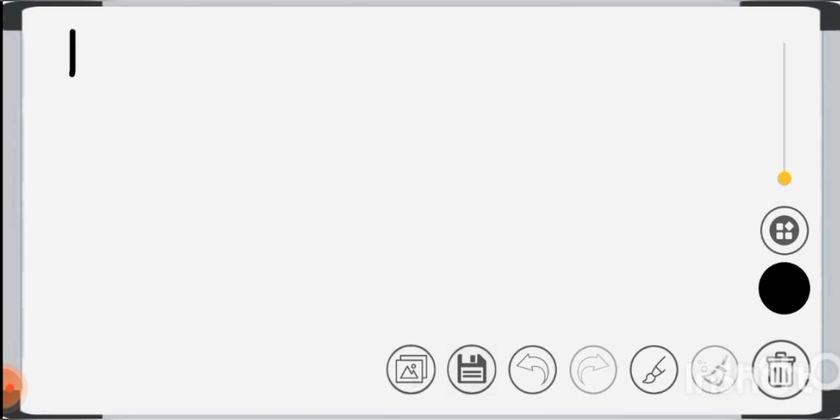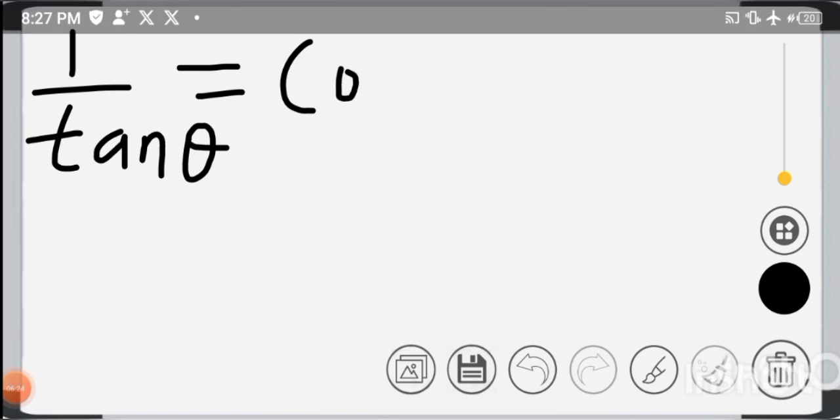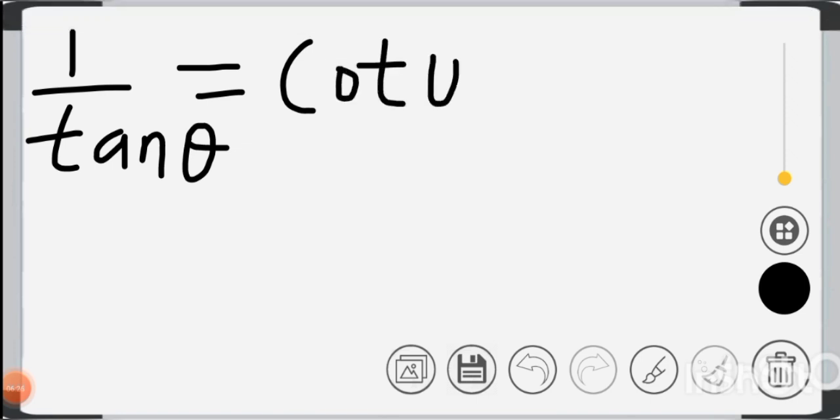If you have 1 over tan theta, that will be seen here as cot theta, and so on.